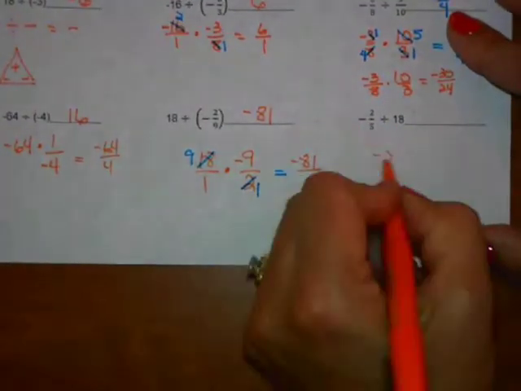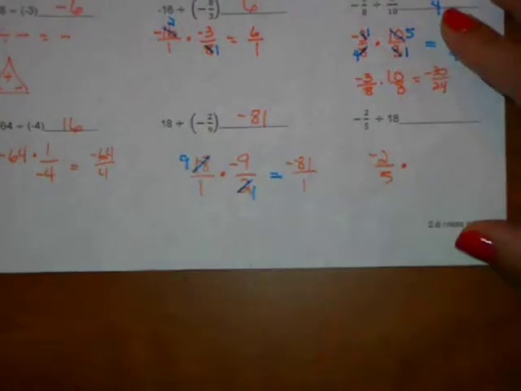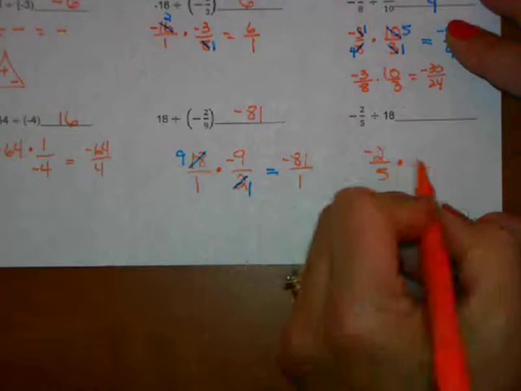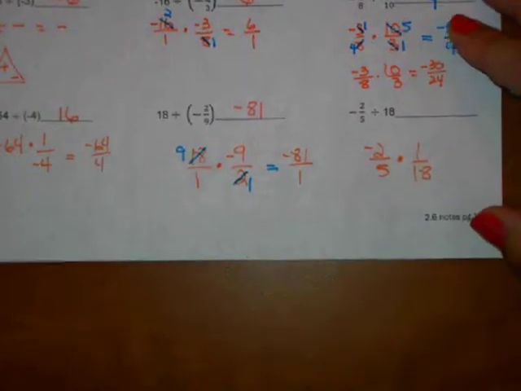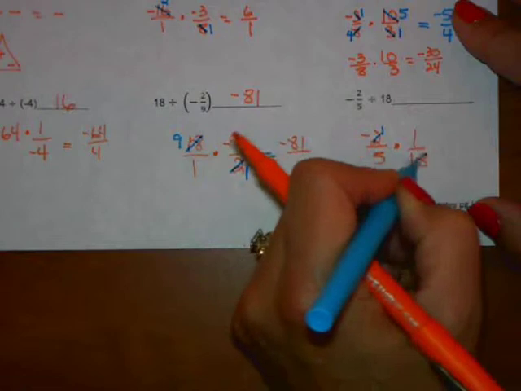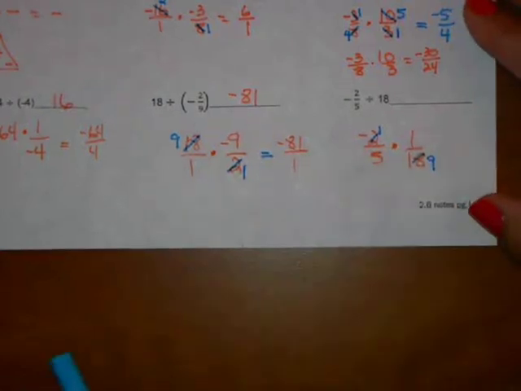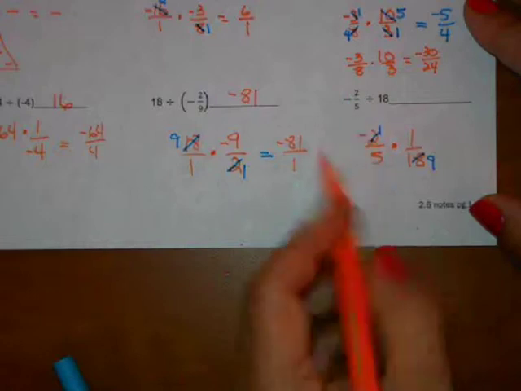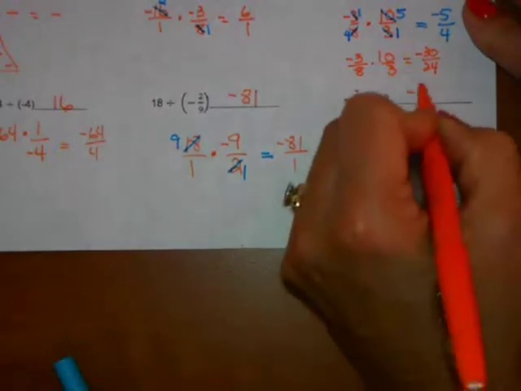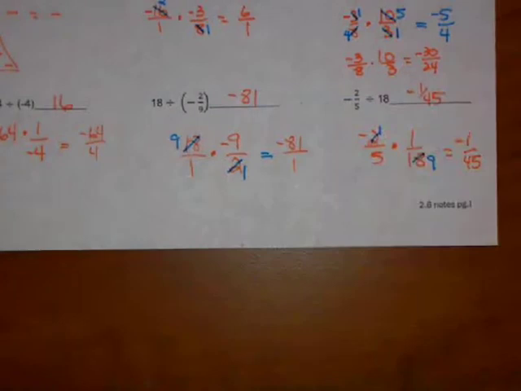Okay, keep the first one, change it to multiply. What does 18 become if I flip it? 1 over 18. I can reduce that, divide the 2 by 2, divide the 18 by 2. This, yeah, okay. Equals negative 1 over 45. See? Fractions aren't so bad. Flip it over.